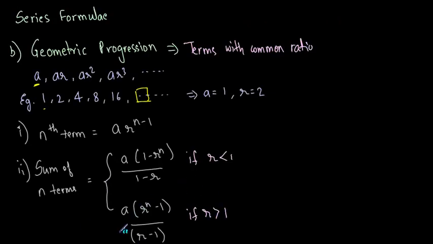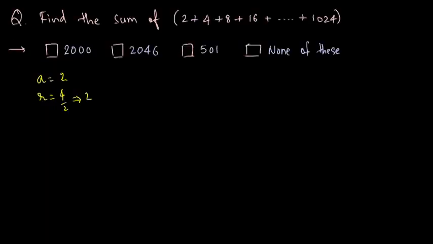Now our ratio is greater than 1, so we will use this formula. It's a into r raised to n minus 1, divided by r minus 1. The data that is missing is this n. So to find out n, there is an easy way. If you look at the series carefully, you'll find out that it is a series of powers of 2.